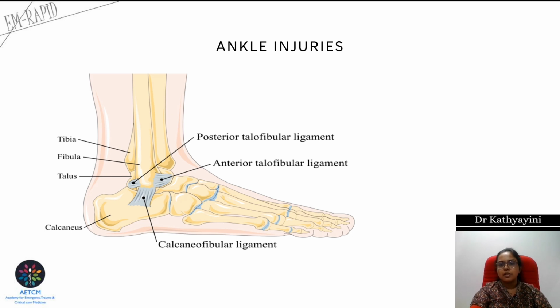Now coming to the ankle injury. Ankle injuries commonly involve the ligaments of the ankle. There are medial and lateral ligament structures. Laterally there are the posterior talofibular, anterior talofibular, and calcaneofibular ligaments. You can see that the fibula is attached to the calcaneum and the talus bones, through the anterior and posterior talofibular ligaments and the calcaneofibular ligament.